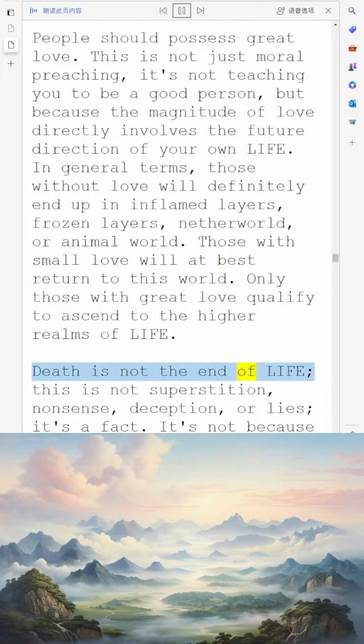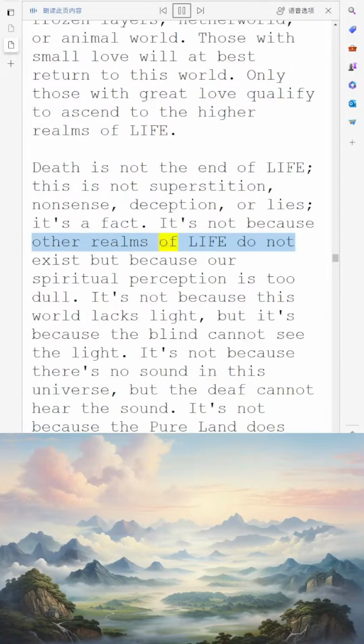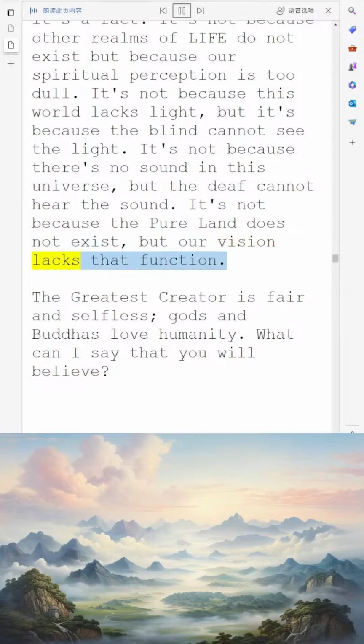Death is not the end of life. This is not superstition, nonsense, deception, or lies. It's a fact. It's not because other realms of life do not exist, but because our spiritual perception is too dull. It's not because this world lacks light, but because the blind cannot see the light. It's not because there's no sound in this universe, but the deaf cannot hear the sound. It's not because the Pure Land does not exist, but our vision lacks that function.